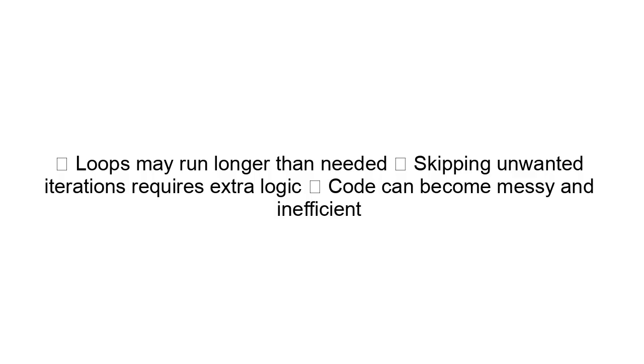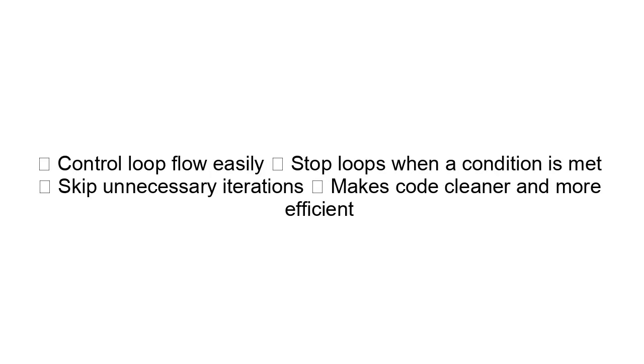Why it matters. Without break or continue, loops may run longer than needed. Skipping unwanted iterations requires extra logic. Code can become messy and inefficient. With break and continue, you control loop flow easily, stop loops when a condition is met, and skip unnecessary iterations. It makes code cleaner and more efficient.